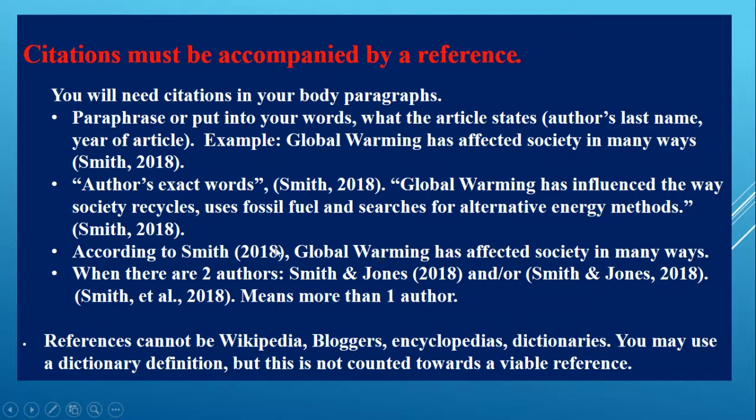According to Smith (2018), global warming has affected society in many ways. Now notice here I had the year in parentheses because I'm saying according to Smith. This is another way that you might be citing. When there are two authors, you use an ampersand and then the year, or you might use Smith and Jones in parentheses at the end of your sentence or your paragraph. If you have more than two authors, you have a third author, you can say Smith et al., 2018.